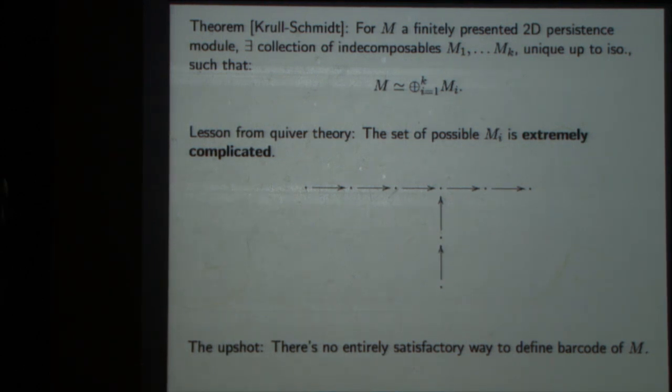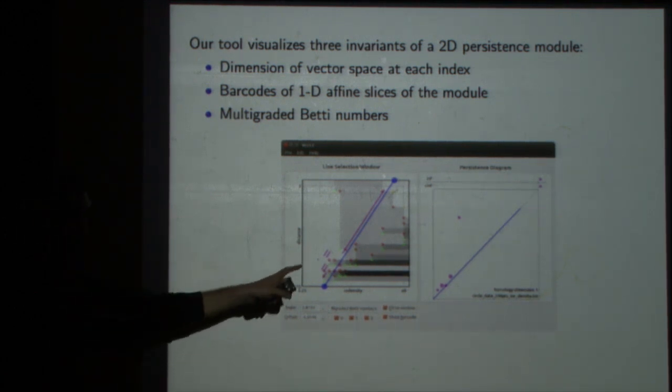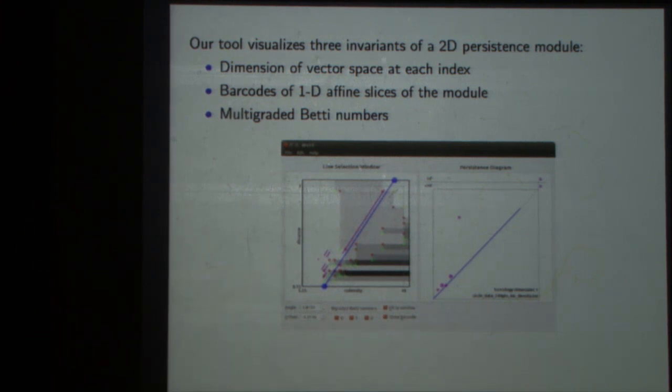The point here is that what you might hope to be true isn't true, but nevertheless, we certainly can define useful invariants of multidimensional persistence modules, and I want to suggest three of them to you now. I'm going to talk about three that our tool visualizes specifically. First, a very simple one, we visualize the dimension of the vector space at each index. Second, as I mentioned, we visualize the barcodes of one-dimensional affine slices of my 2-dimensional persistence module. And third, the green and the red dots, we visualize multigraded Betti numbers of the persistence module. So let's talk about these now.